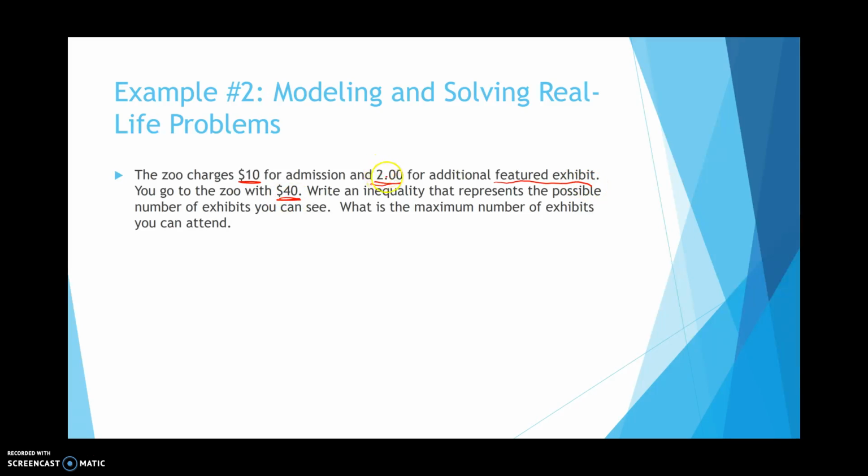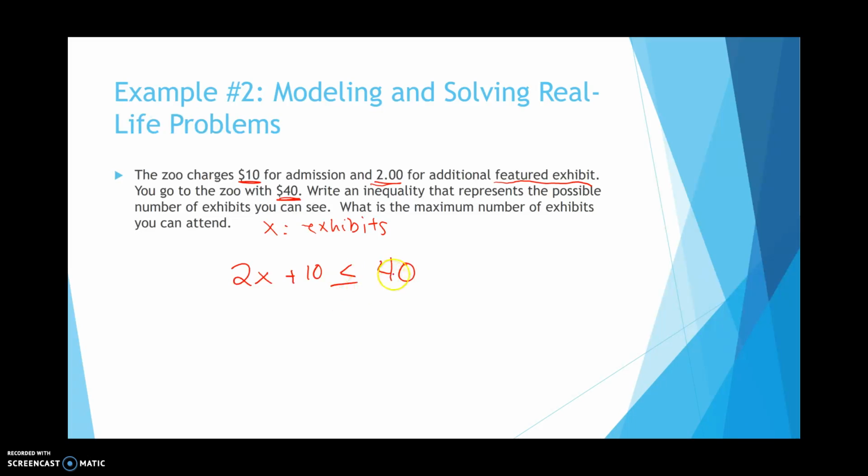So the way we're going to set this up is 2 times x, because 2 is the amount of money it is to get into the exhibits. So we can say x is the exhibits, plus the $10 admission fee. This together has to be less than or equal to our total amount, which is $40.